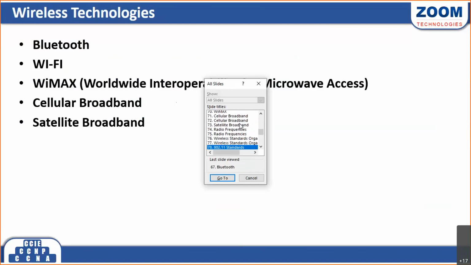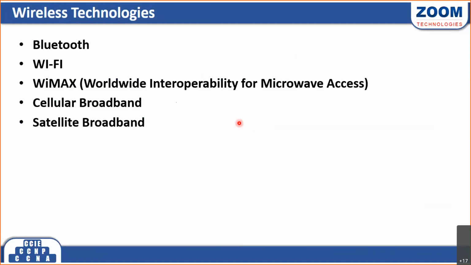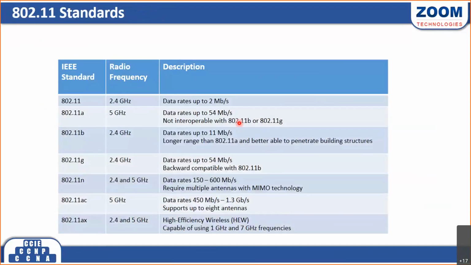So let's see now frequency standards, the IEEE standards of wireless technologies. 802.11 is the wireless standard. First we initially had 802.11, at 2.4 gigahertz radio frequencies, RF, and the data rate is up to 2 Mbps only.